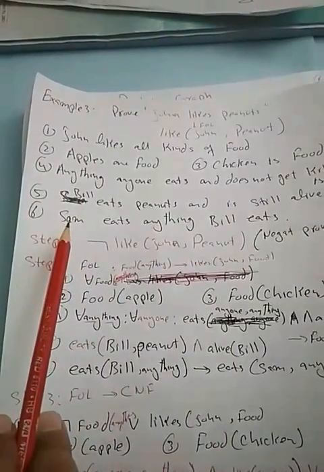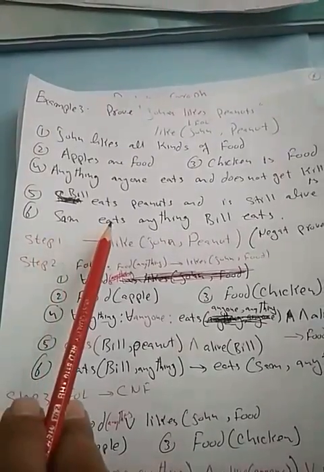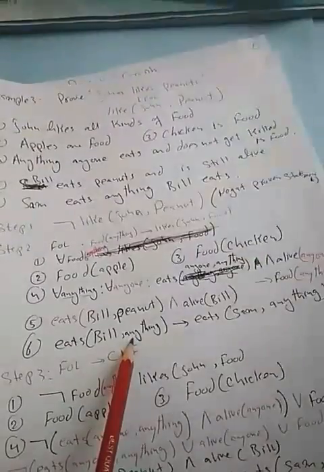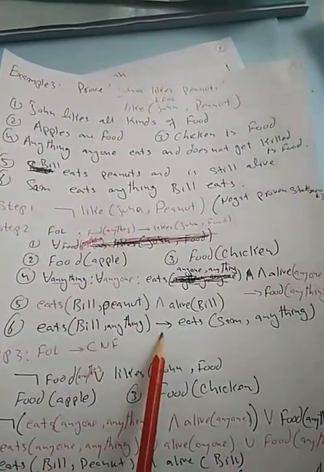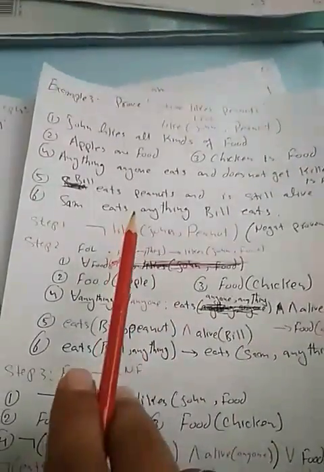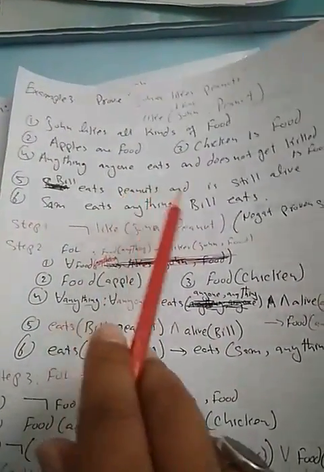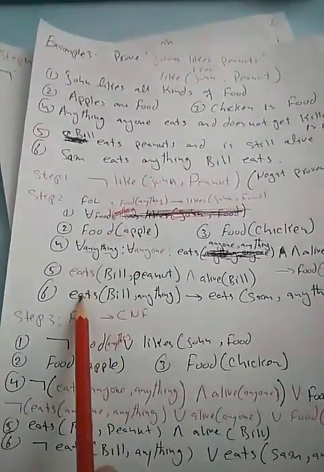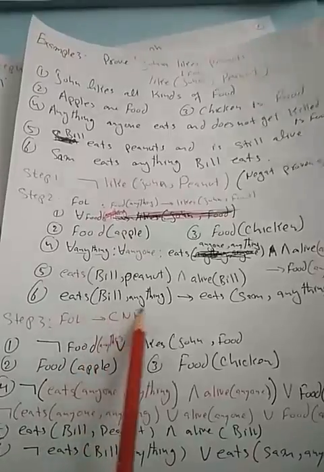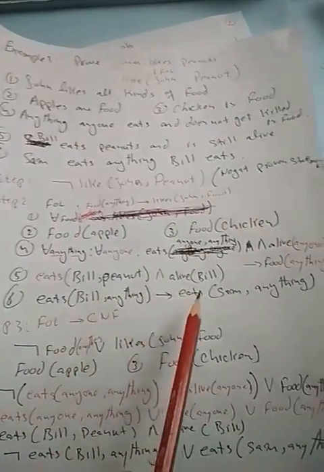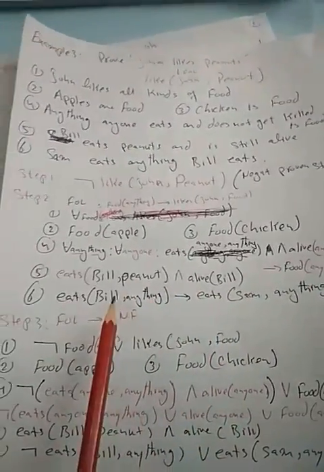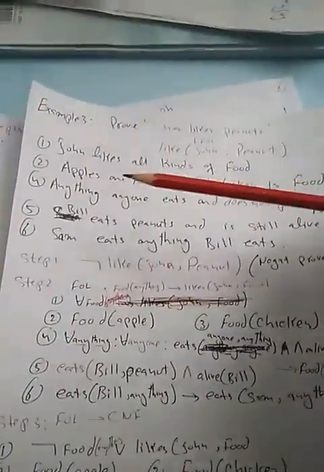The sixth statement is the fact that Sam eats anything Bell eats. So eats(Bell, anything) implies eats(Sam, anything). It means whatever Bell eats, Sam eats as well. If Bell eats anything, Sam is going to eat the same thing. If it doesn't eat, it doesn't eat. Okay, so converting again, simply.